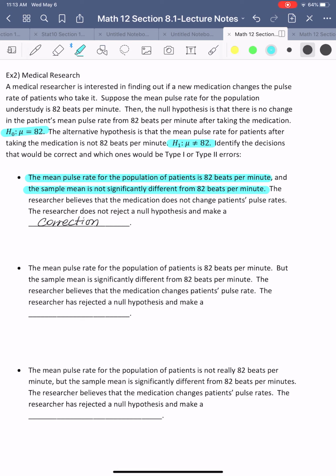This time the mean pulse rate for the population is about 82 beats per minute, but the sample shows a significant difference from 82 beats per minute, which means there's some conflict. The researcher believed that the medication changed the pulse rate because of the sample mean, but actually it didn't. So the researcher rejected the null hypothesis, which is an incorrect decision.